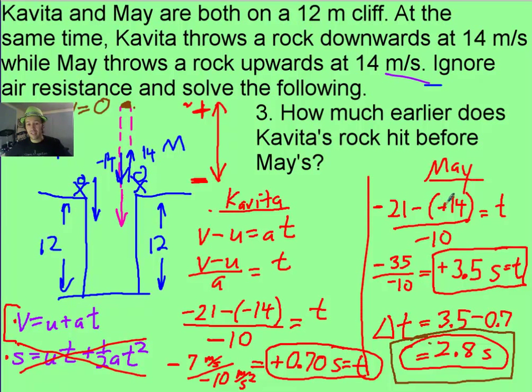For May, I use the exact same equation, except I put a positive in here for her initial velocity because she threw it upwards. And I get a much higher time of 3.5 seconds. And then I took the difference between them, and I got that 2.8 seconds as how much earlier Kavita's rock hits the ground before May's.